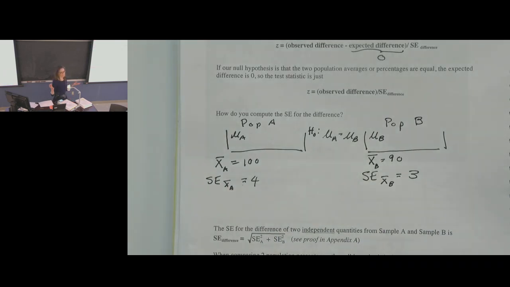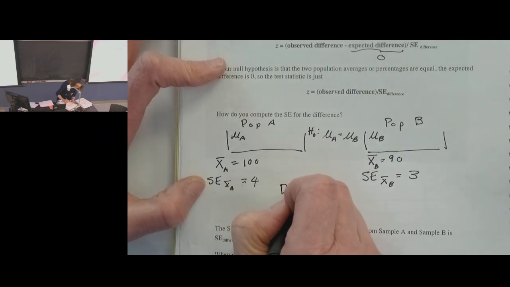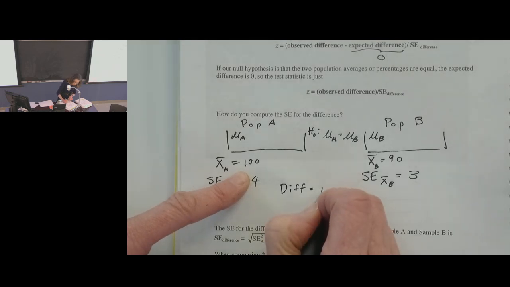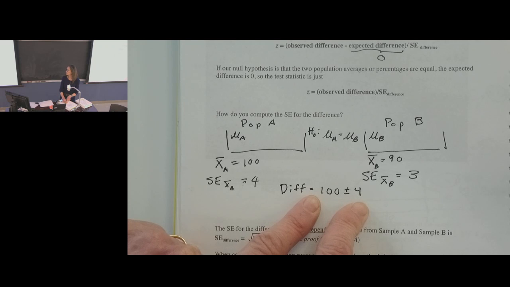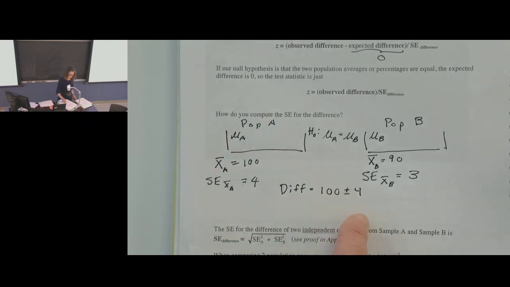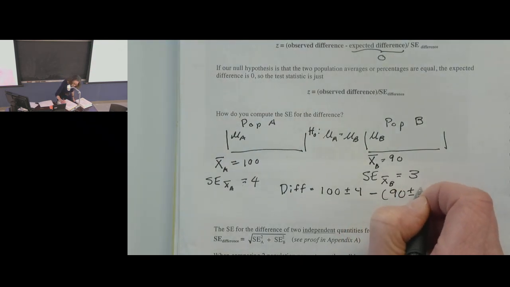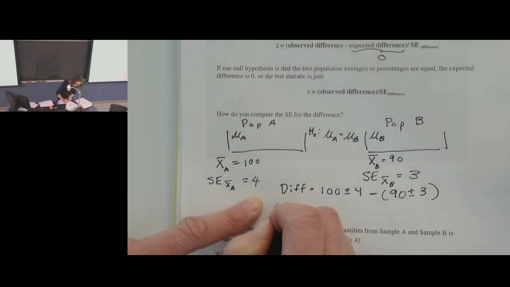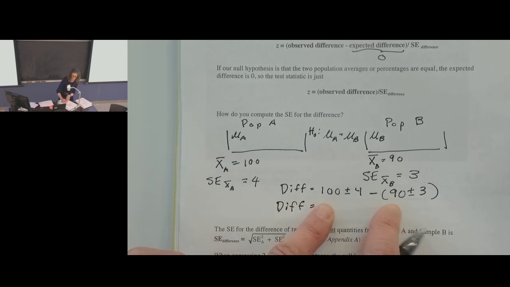So what's the idea here? Our observed difference is what? Well, from here, we have 100 plus or minus 4, right, from this sample. And then from this one, we have 90 plus or minus 3, right? So what's our difference? Well, we know that our difference is 10. 100 minus 90 is 10.